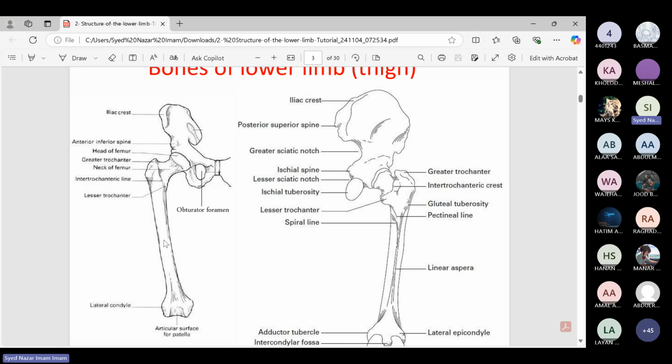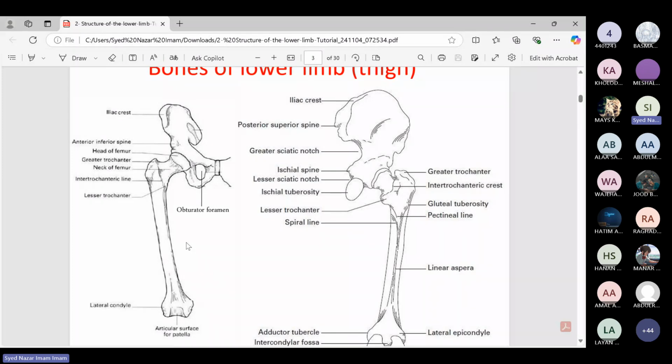What are the parts of a long bone? It has the upper end and the lower end. In between these is the shaft, and then there is a neck which connects the head with the shaft. Now, what are the other important structures we have in the femur? Like the humerus, where we have two tubercles, the greater tubercle and the lesser tubercle, here we have two trochanters.